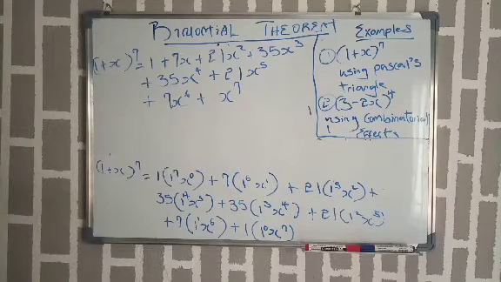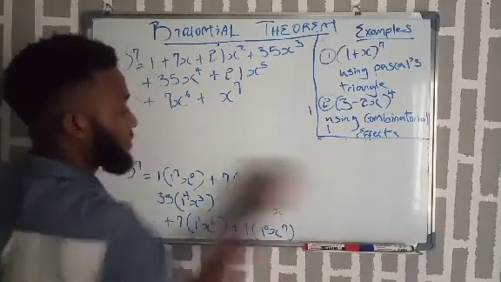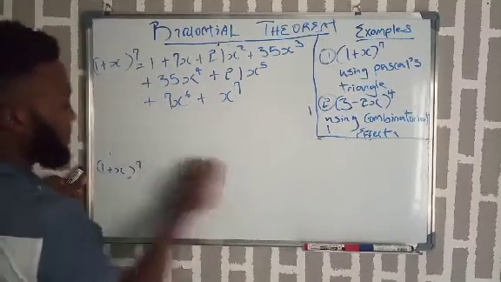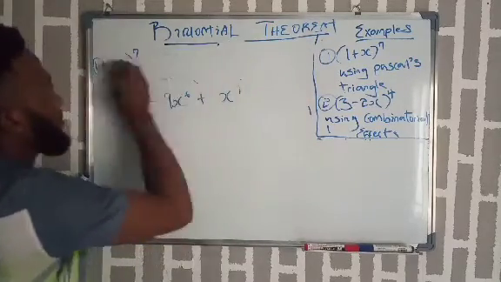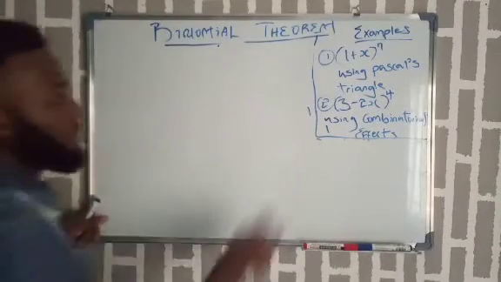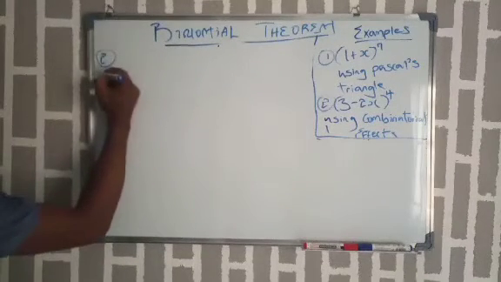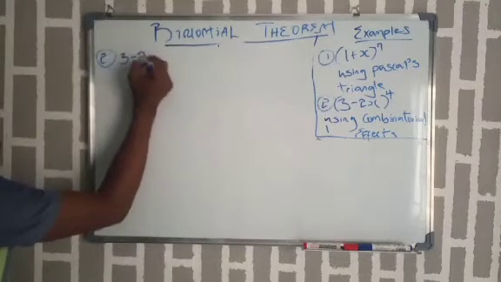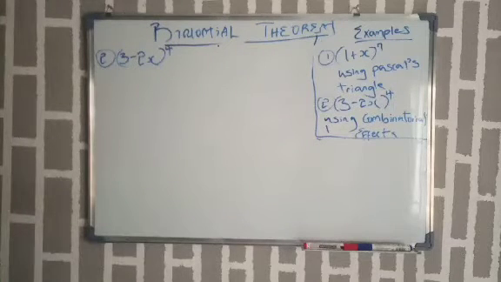So let's take the other example. The other example now is using combinatorial effect. So it becomes (3 minus 2x) raised to the power 4. Using combinatorial effects tells you you are meant to use any combination.